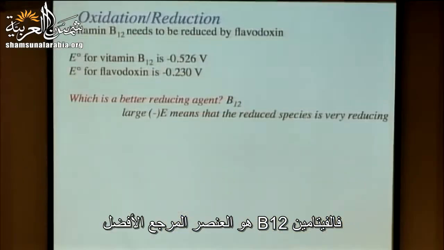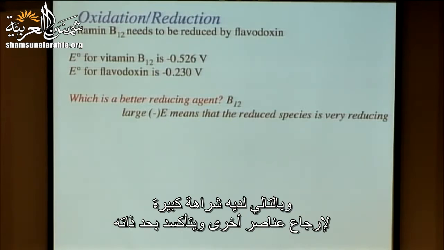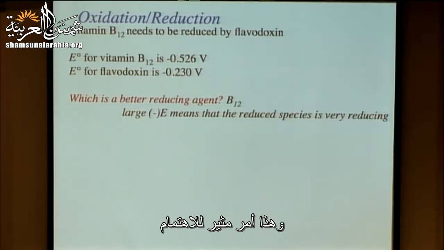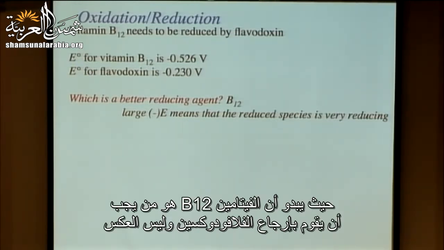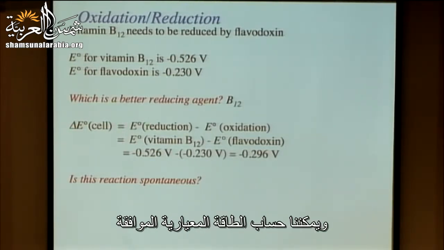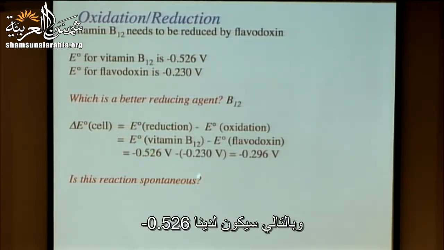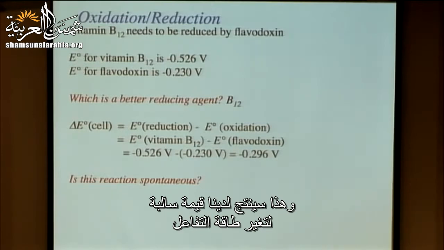So vitamin B12 is a better reducing agent. If you have a large negative number, then the reduced species is very reducing. So it wants to reduce other things and get oxidized itself. So that's interesting. It seems like vitamin B12 should be reducing flavodoxin and not the other way around. So we can look at how unfavorable this process is, and we can calculate a standard potential for this. And we can use this equation where we have reduction minus oxidation and plug the values in. And so we have -0.526 minus the flavodoxin potential, -0.230. And that gives us a negative value for delta E.